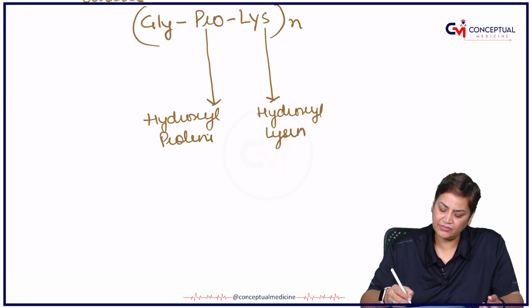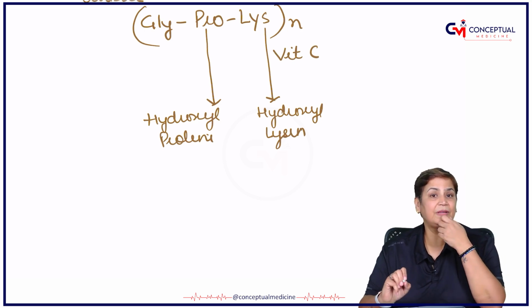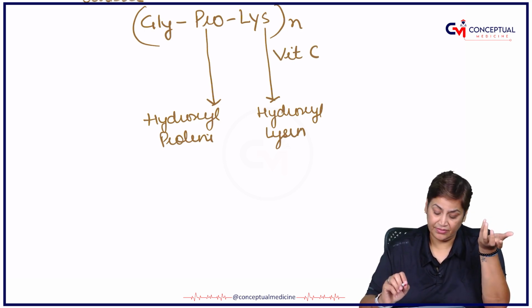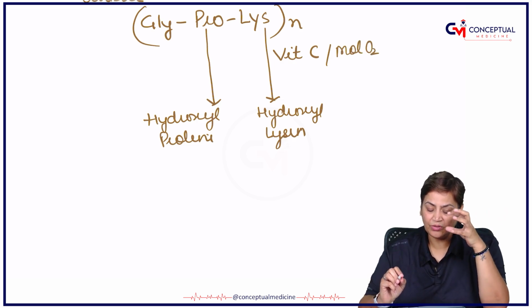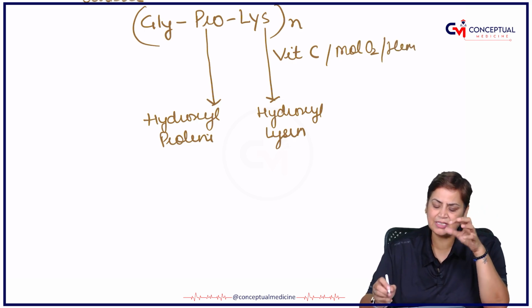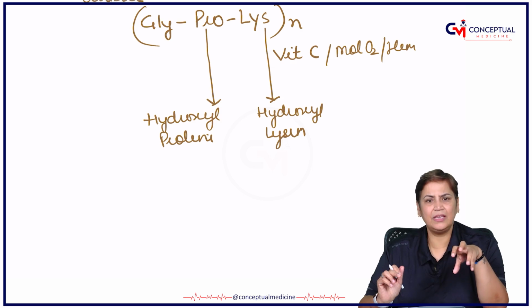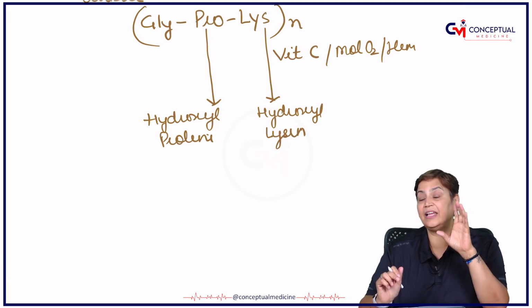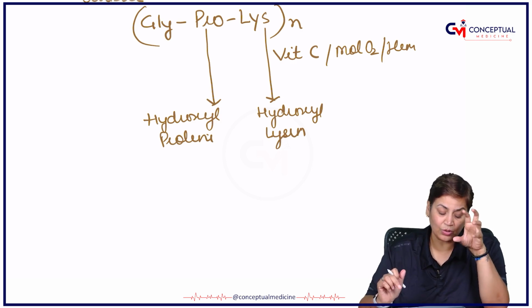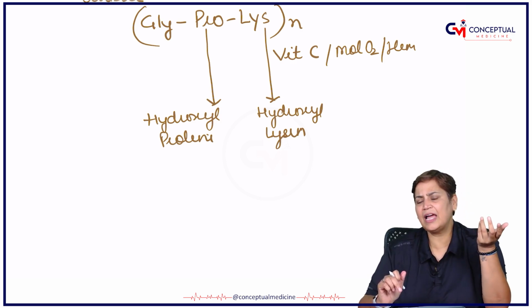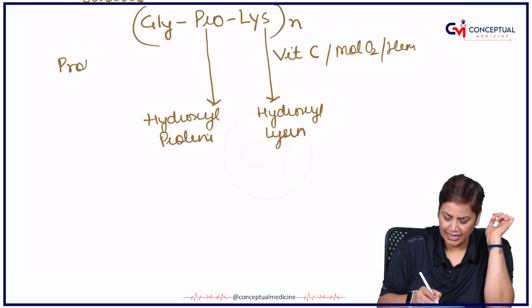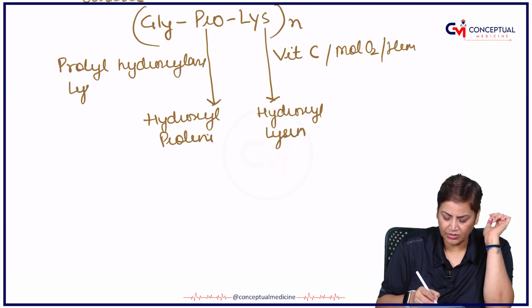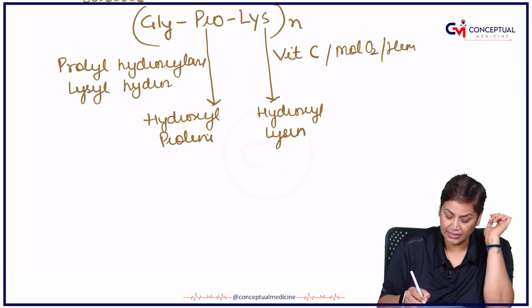And what do we require for this? We require vitamin C, because vitamin C is acting as an antioxidant here, along with molecular oxygen. Heme is also required. So this is like a complex, and the enzymes here are prolyl hydroxylase and lysyl hydroxylase. Basically, collagen which is being produced in the body, whenever it has to perform its function, undergoes hydroxylation.